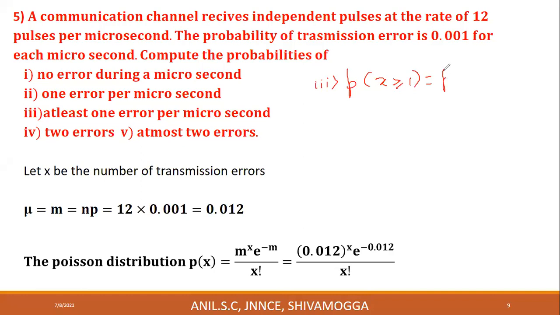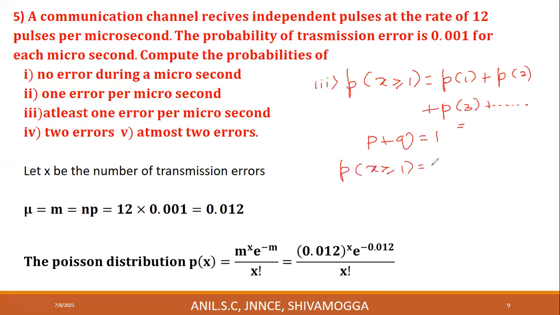This is equal to P of 1 plus P of 2 plus P of 3, and it continues. We cannot find this. Therefore, we use P plus Q is equal to 1. Therefore, P where x greater than or equal to 1 is equal to, if this is P, then what is Q?